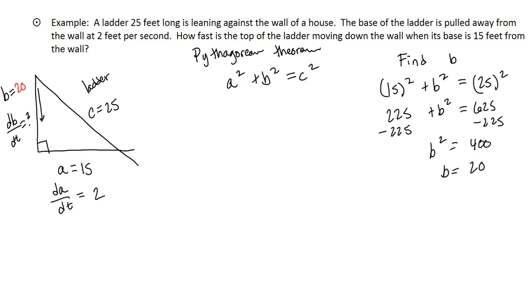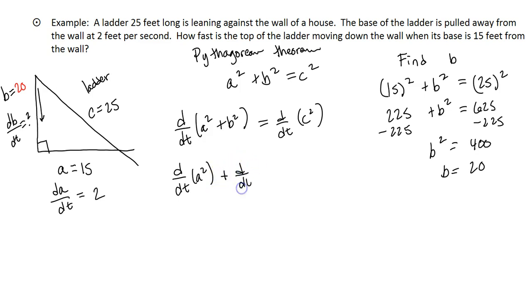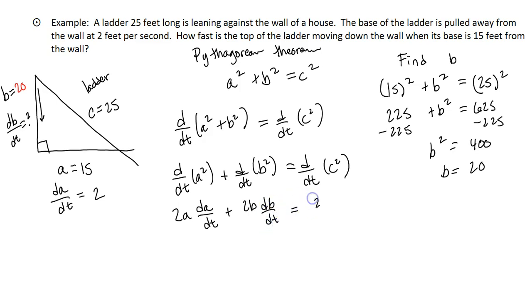So I'm going to take the derivative. I always have to take the derivative. The derivative with respect to t of a squared plus b squared is going to be the derivative with respect to t of c squared. So if I split that up, I get the derivative with respect to t of a squared plus the derivative with respect to t of b squared equals the derivative with respect to t of c squared. And that derivative is going to give me 2a dA over dt plus 2b dB over dt equals 2c times dC over dt. So we have three different rates here.